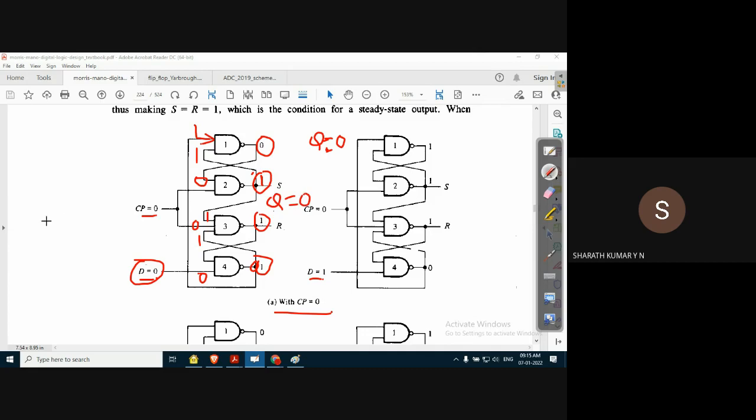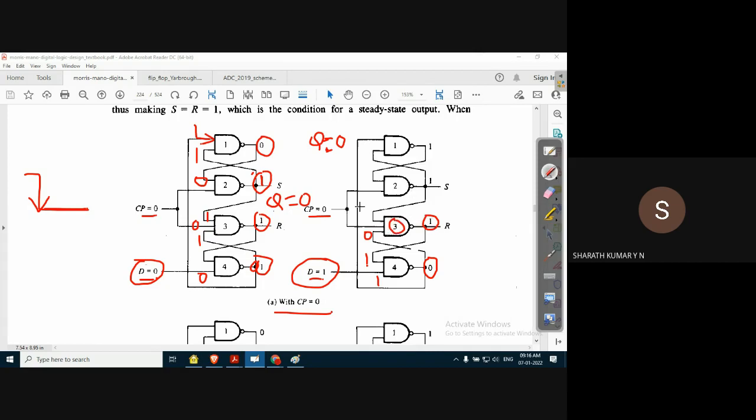Okay, let us say clock pulse is still in the 0 state. Then D is set to 1. Let us see what happens. This is 1. This is also 1, because R should be 1, so we have to maintain R at 1. When both inputs are 1 1, output of NAND gate 4 is 0. When this is 0, this input becomes 0. Output of this third NAND gate is 1. Okay, fine.